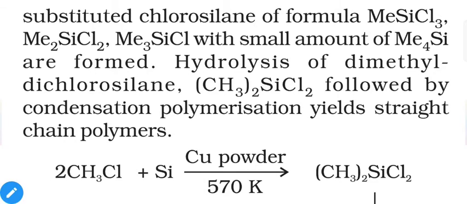And in the next step, hydrolysis of dimethyl dichlorosilane followed by condensation polymerization yields straight chain polymers. Now condensation polymerization means that in this type of polymerization technique, small molecules will be removed and two different monomers will attach with each other.